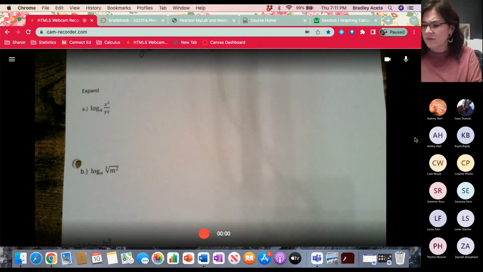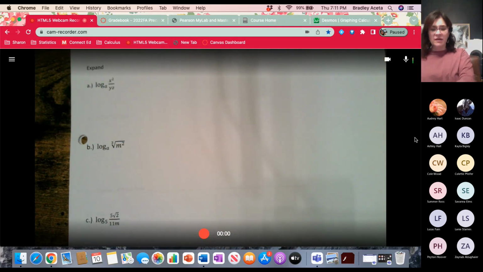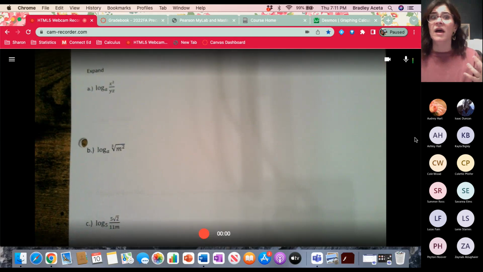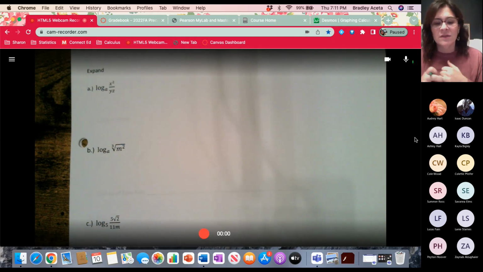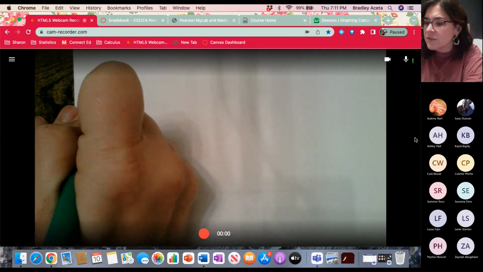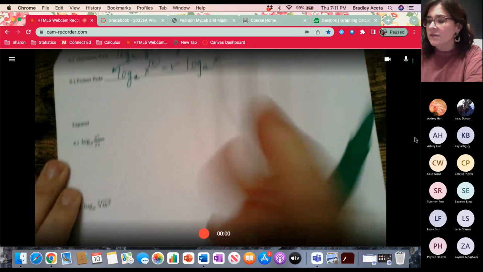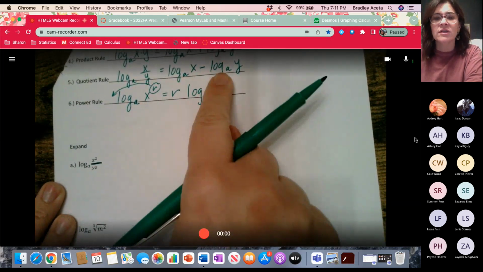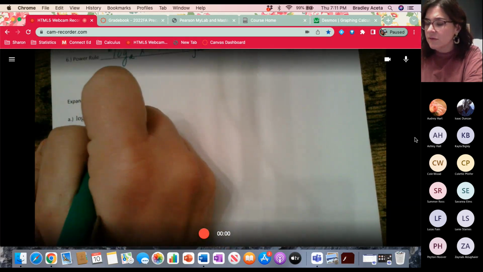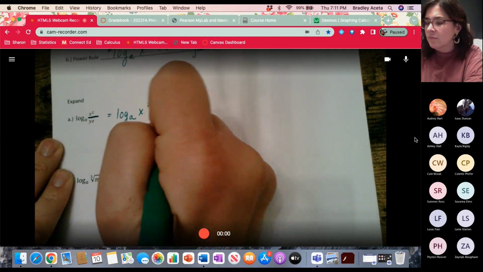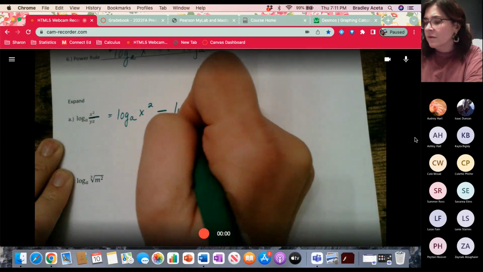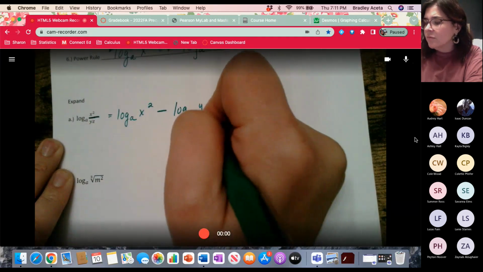So the first three examples here on this side are expand, which means you need to write the word log a lot, like log of this plus log of that minus log of this, log of that. Okay. So let me teach you how I would do this. I start with the most common grouping symbol that I see right here, which is this division sign. And division means subtraction. So I'm going to do log base A of the top, x squared, minus log base A of the bottom, yz.